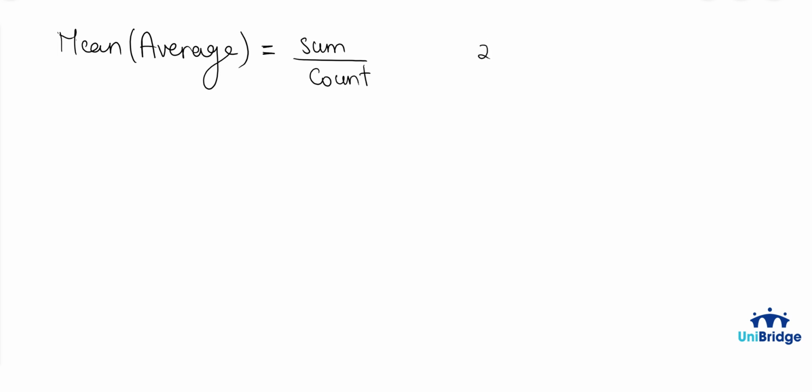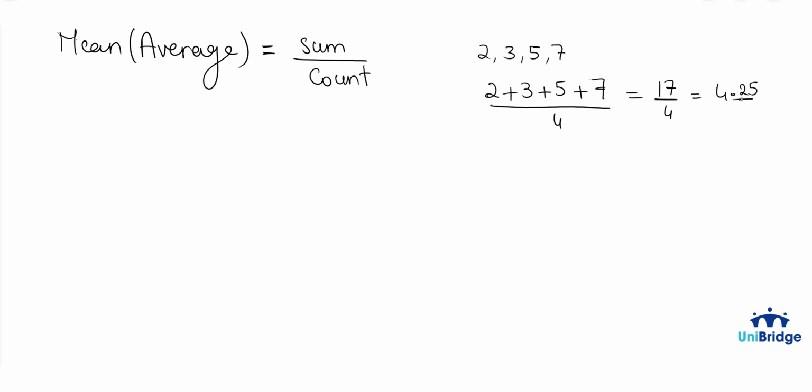So let's say you have 3, 4, 5, and 7, and you want to get the average of these numbers. Then you do 3 plus 4 plus 5 plus 7. And since they are 4 numbers, you're dividing this by 4. So you have 12 plus 5, this is 17, divided by 4 to get 4.25 as your average.